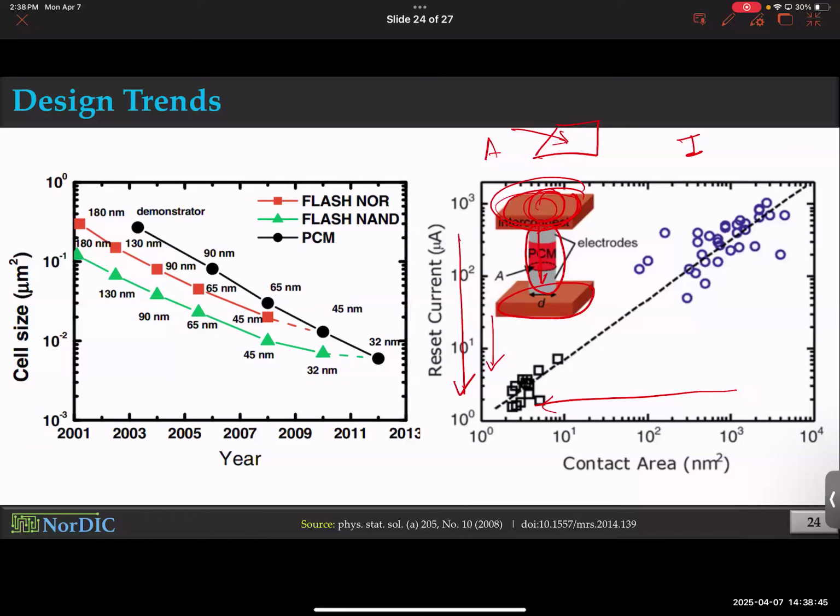Am I making you confused? I could have just skipped these slides, by the way. I didn't mean to confuse you. These are additional information about phase change memory that people care about. But don't feel lost. If you're lost, ask me questions.